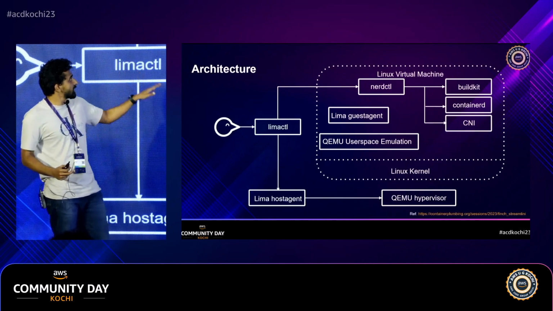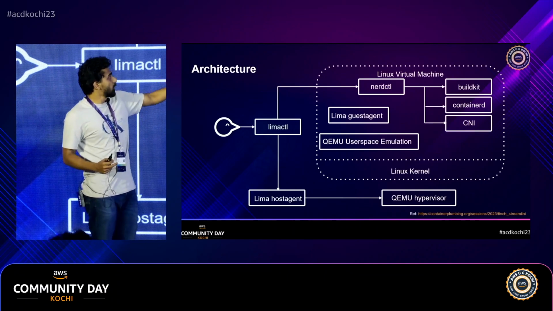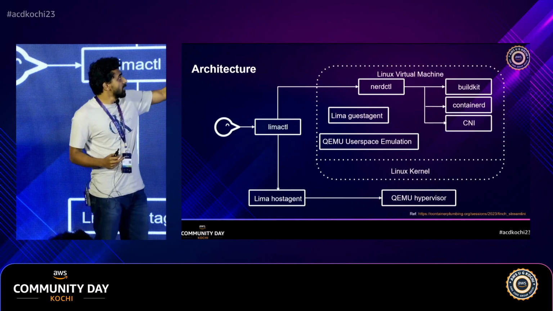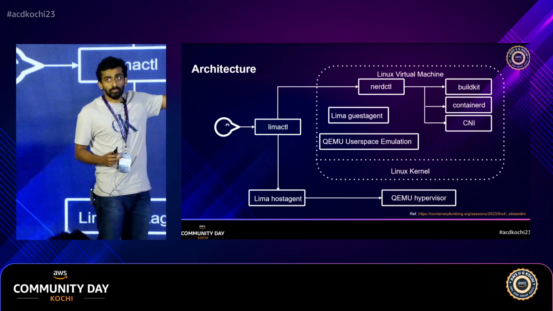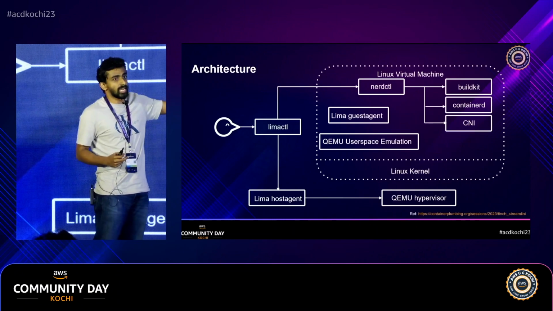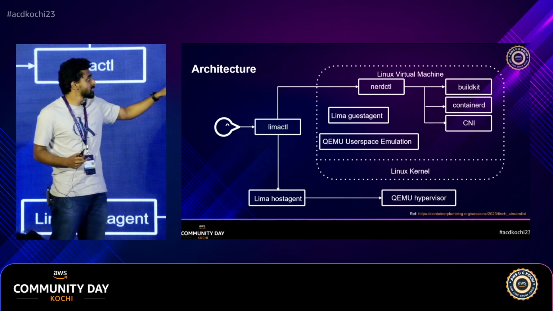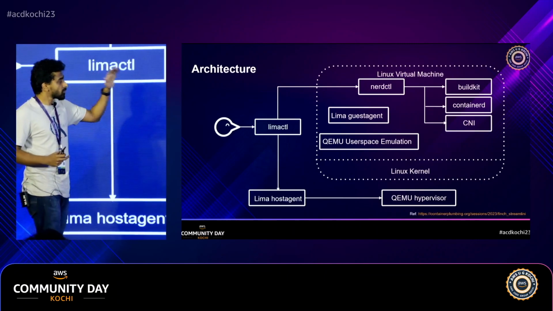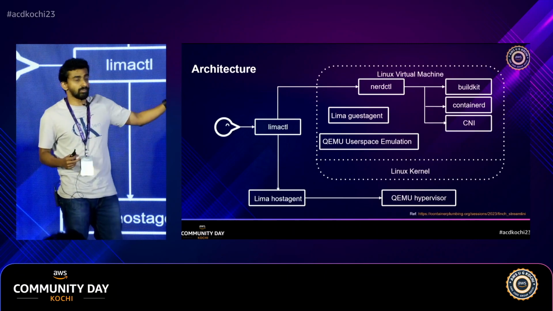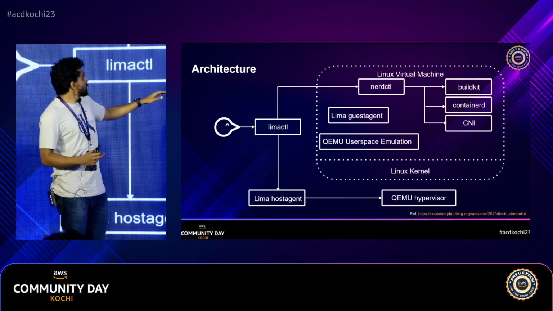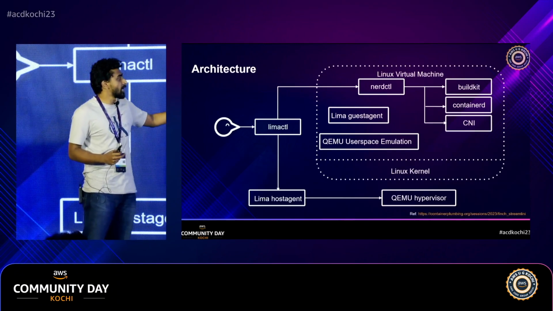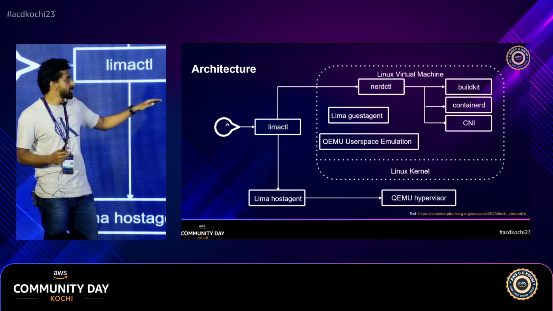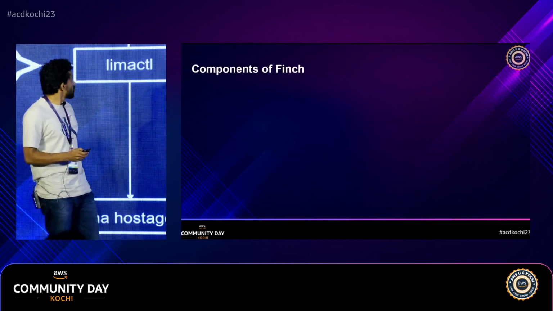Then inside that Linux virtual machine, you have, again, open source tools, like nerdctl and BuildKit, which some of you may have heard of; it is actually used underneath Docker for building the images. Then you have containerd, which is used for launching the containers, then CNI for setting up the network, and QEMU user space emulation, which is used in case you want to run both AMD64 and ARM64 containers.